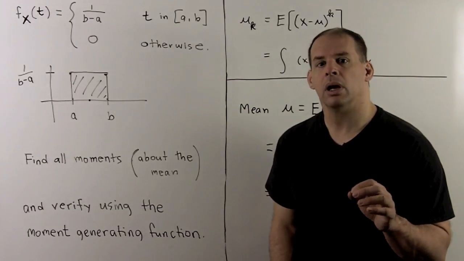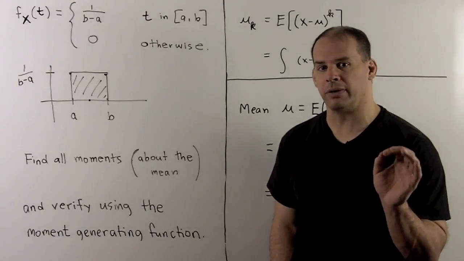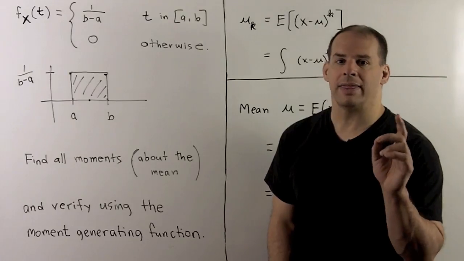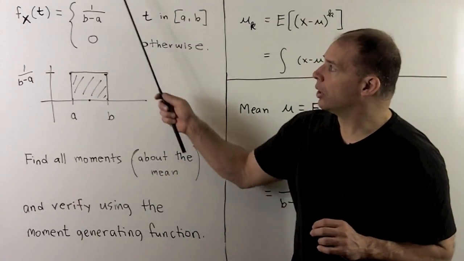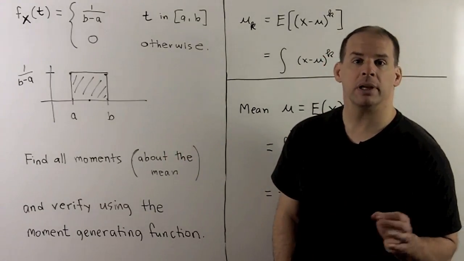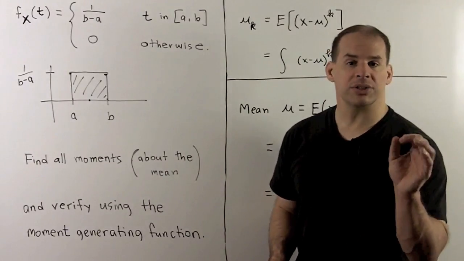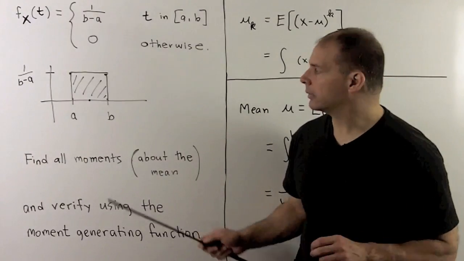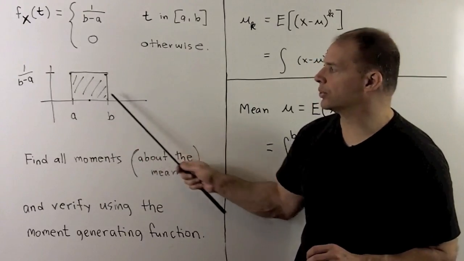In our problem, a random variable follows a uniform distribution on the closed interval [a, b]. That means its probability density function is equal to 1 over b minus a when t is in the closed interval from a to b, and 0 otherwise. Because this is a probability density function, that means the area under the function is going to be equal to 1.